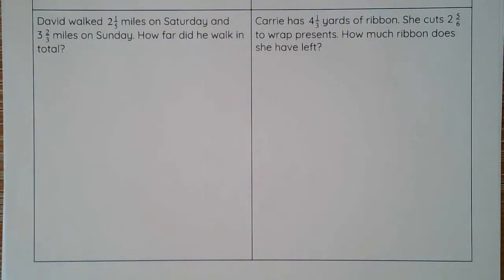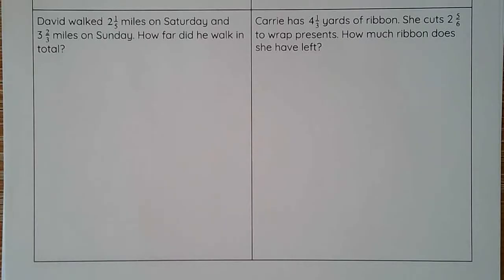Today we are going to talk about adding and subtracting mixed number word problems. So let's get started. For problem number 1, it says David walked 2 1/5 miles on Saturday and 3 2/3 miles on Sunday. How far did he walk in total?